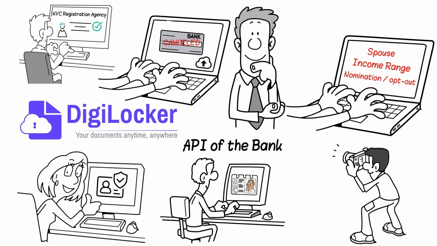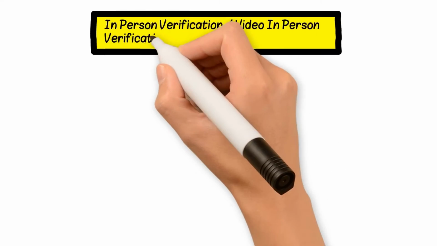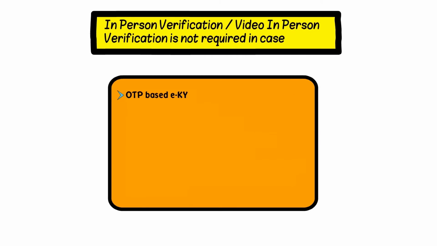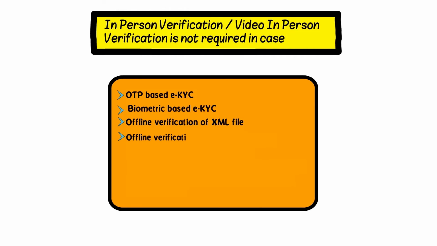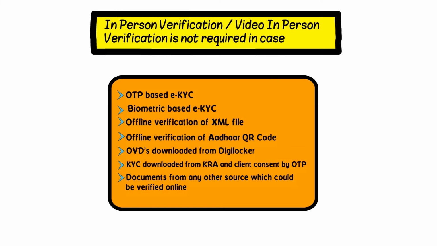Take a live photograph. In-person verification or video in-person verification is not required in case of OTP-based eKYC, biometric-based eKYC, offline verification of XML file, offline verification of Aadhaar QR code, OVDs downloaded from DigiLocker, KYC downloaded from KRA and client consent by OTP, or documents from any other source which could be verified online.